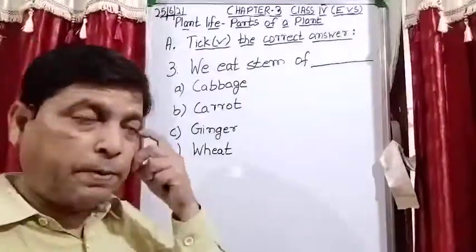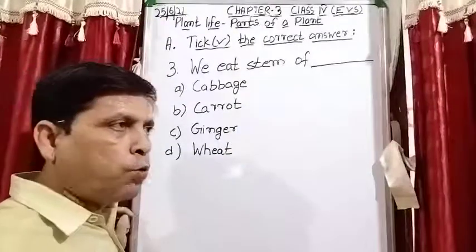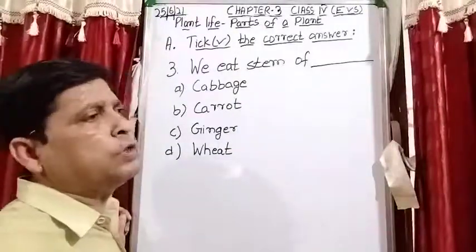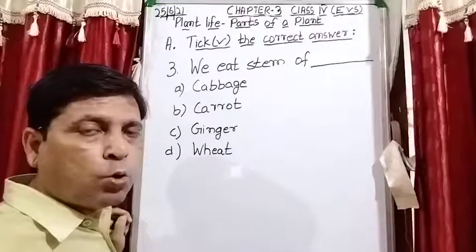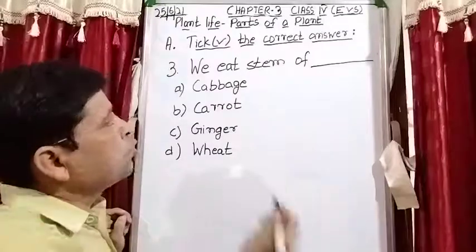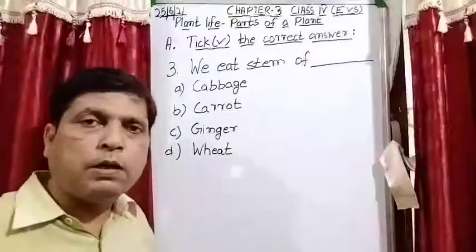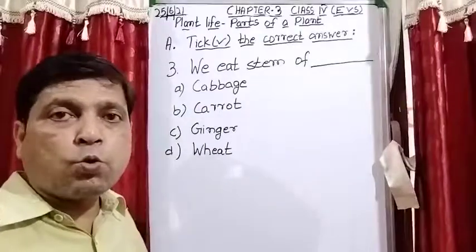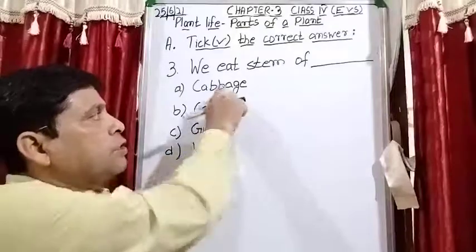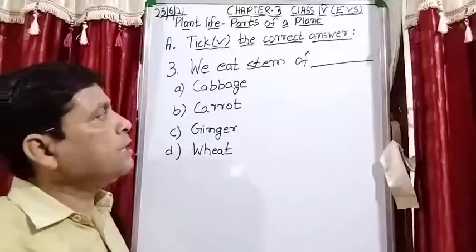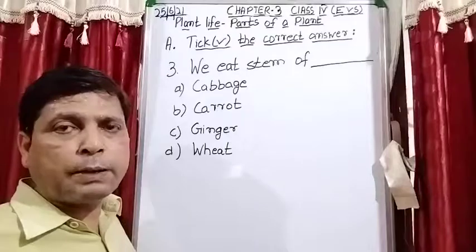Okay. Now see student, what is the meaning of the question? We eat stem. So food is also stored in the roots also. Some of the food is stored in the stem of the plant also, and some of the food is stored in the roots of the plants also. So cabbage is not a right answer because cabbage is a leaf. Some plants store extra food in the leaves and we eat leaves of the plant. So cabbage is not a right answer. Carrot is also not a right answer because it is a special type of a root.